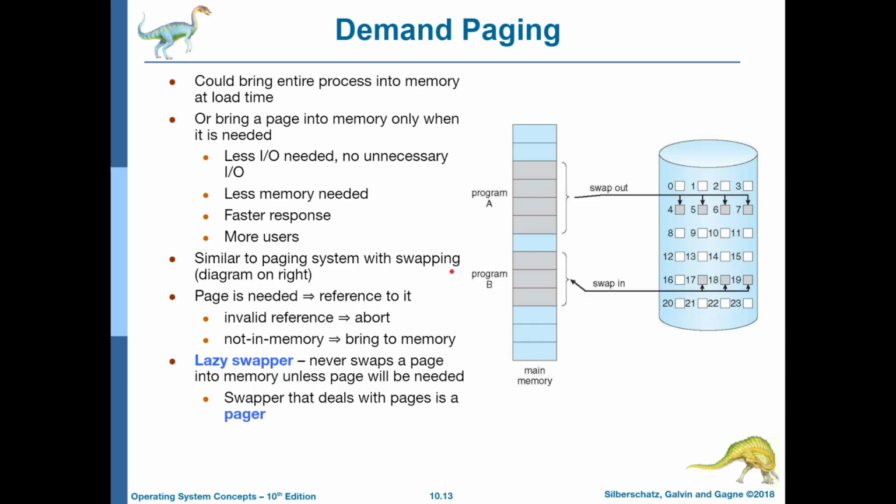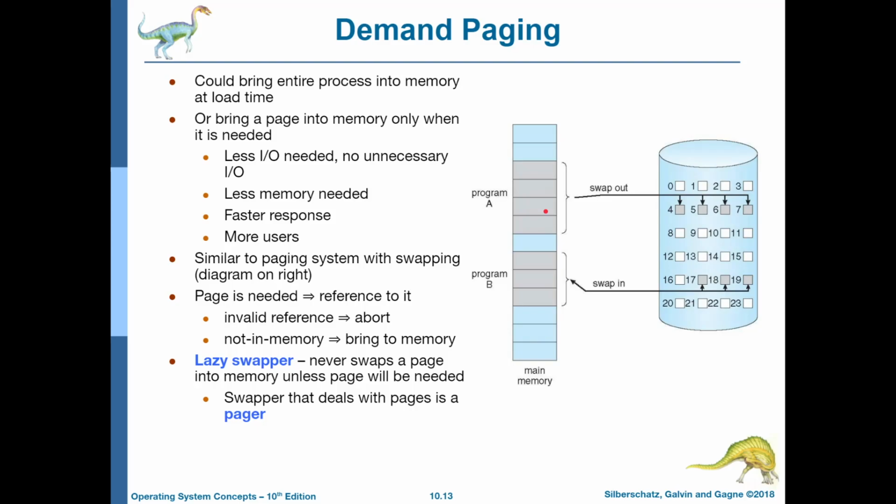Now, when a page is needed, there will be a reference to it. That reference to that page can be set to invalid or not in memory. If it's invalid, then that's an illegal access. That means that page hasn't been allocated for the process by the operating system. But if the page is marked as not in memory, then the operating system, instead of exiting that program, will perform a disk access and load that frame of data into memory, and then allow that program to continue.